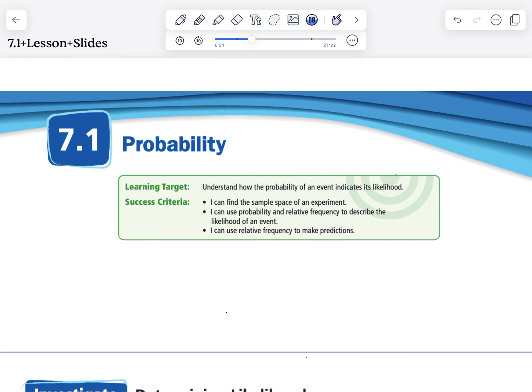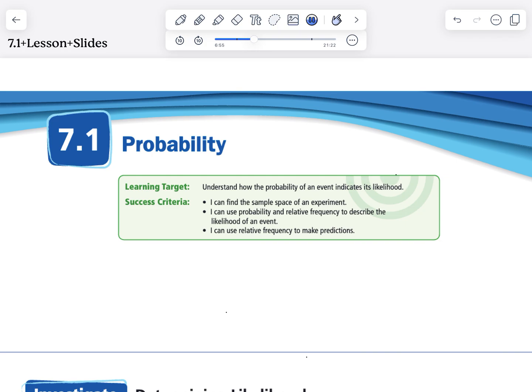All right, so now we have our key concept. The probability of an event is a number that represents the likelihood that the event will occur. Probabilities are going to be between the numbers 0 and 1, including 0 and 1. Probabilities can be written as fractions, decimals, or percents.